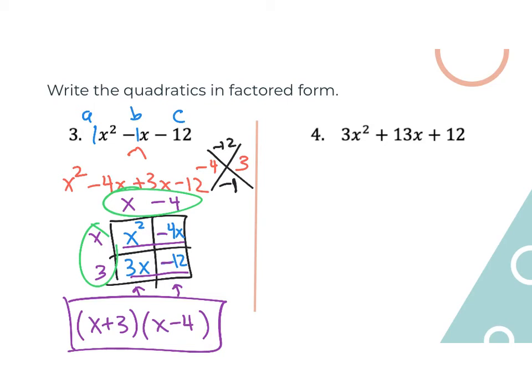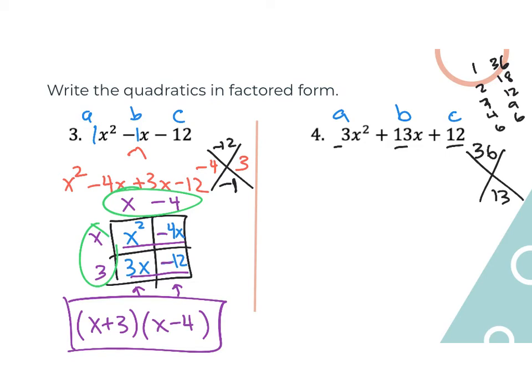All right, let's take a look at number 4. This one, I have an A value of 3, a B value of 13, and a C value of 12. So when I set up my box, 3 times 12 gives me 36. Middle term, 13. 36 has quite a few factor pairs. There's a bunch of different pairs that multiply to give me 36. It could be 1 and 36. It could be 2 and 18. It could be 3 and 12. It could be 4 and 9, or it could be 6 and 6. All of those are factor pairs of 36.